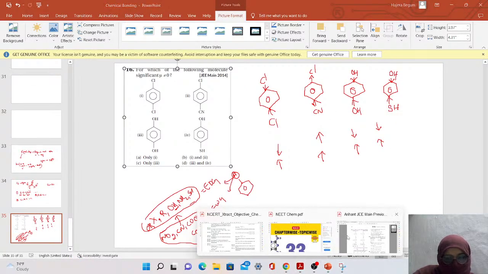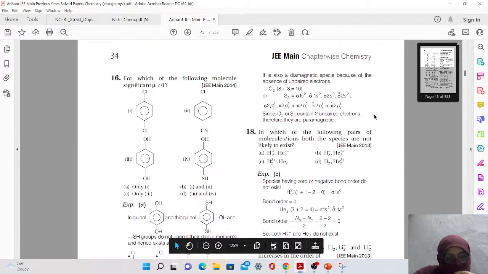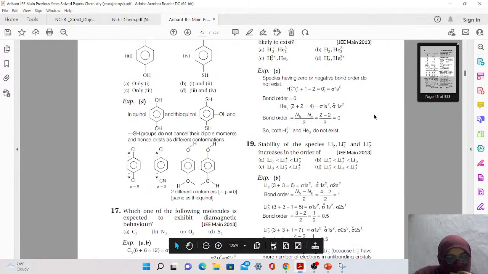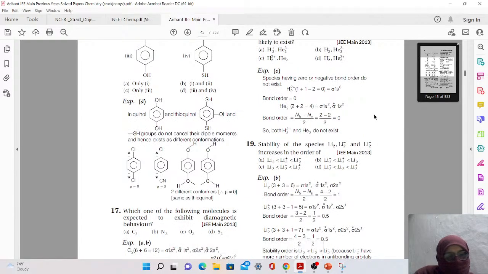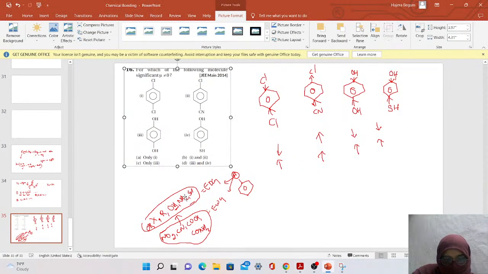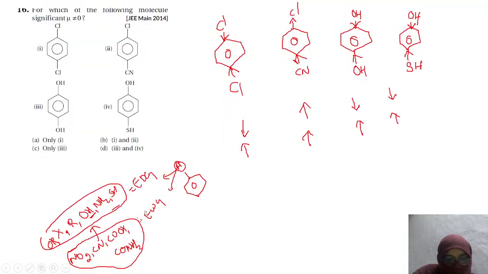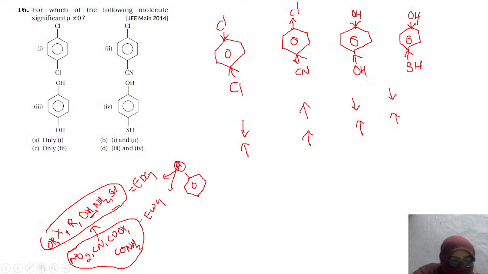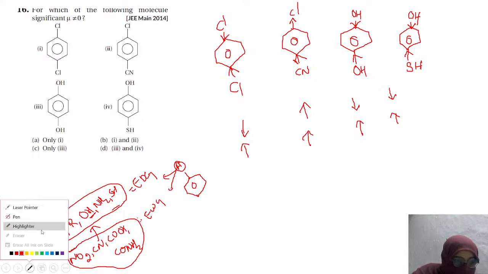Let me just check what explanation they are actually giving. Chlorine, they are telling it's a withdrawing group. Cyanide is as well. I'll just make some small changes here. I think I just need to tell you that exception here.